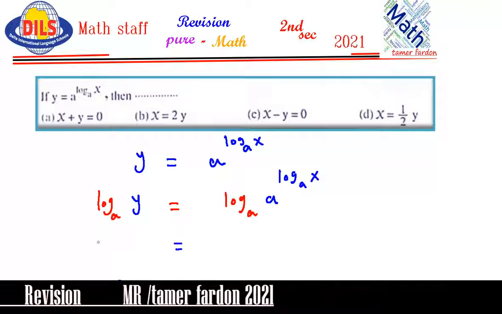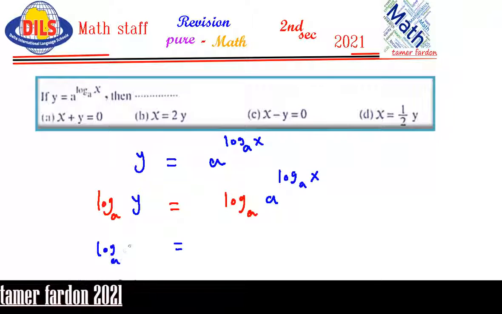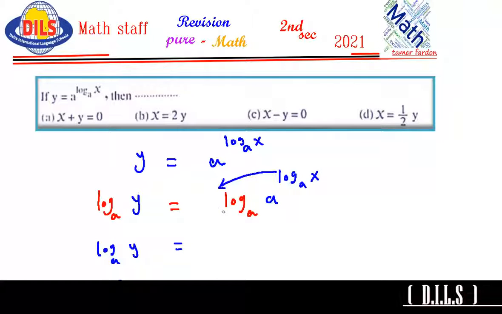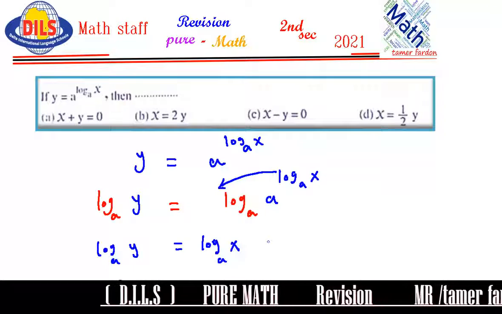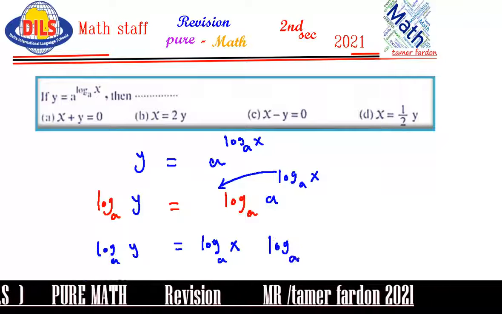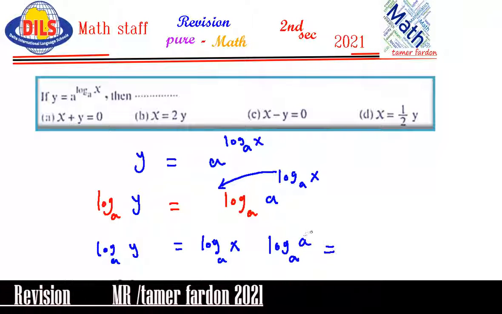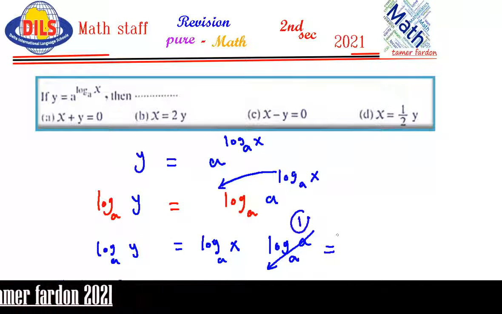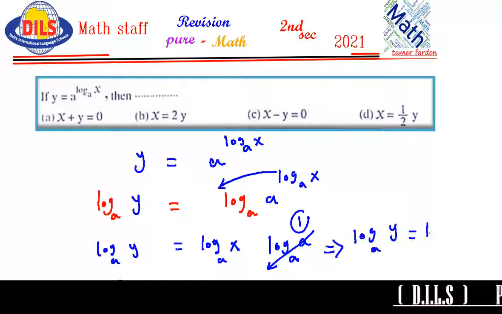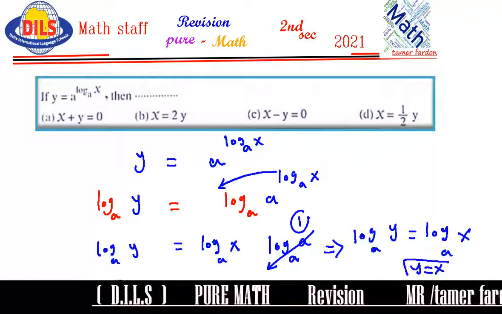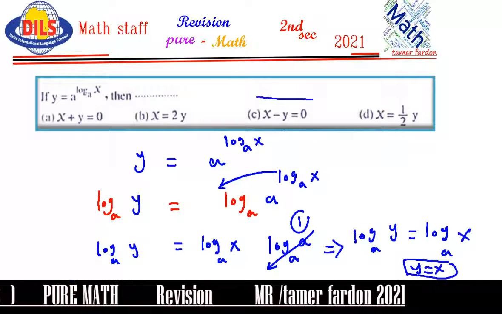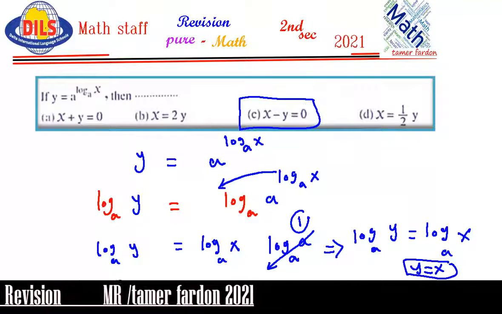The left side will be log a of y. For the right side, we bring down the power as a coefficient of the log to get log a of x times log a of a. We know that log a of a equals 1, so log a of y is equal to log a of x, so y equals x. Y equals x means the difference between y and x is 0, so the correct answer is C.